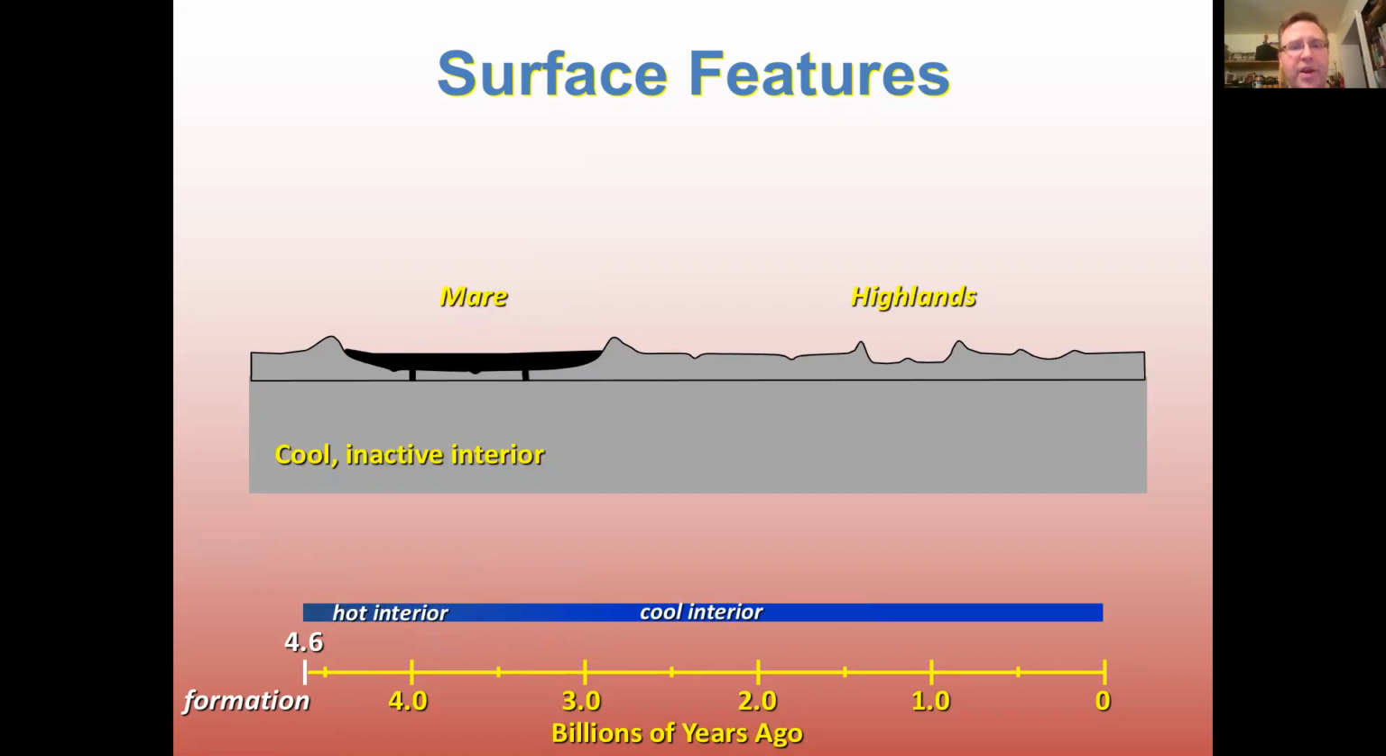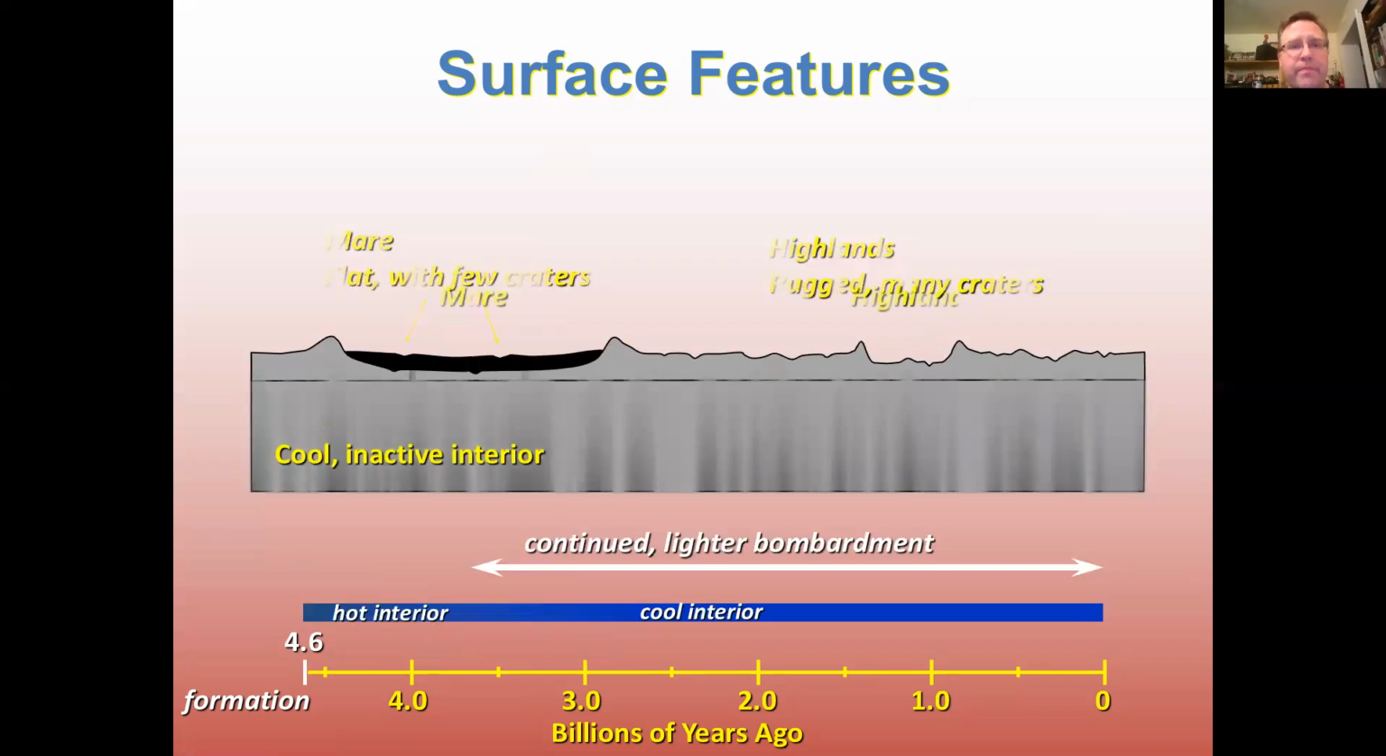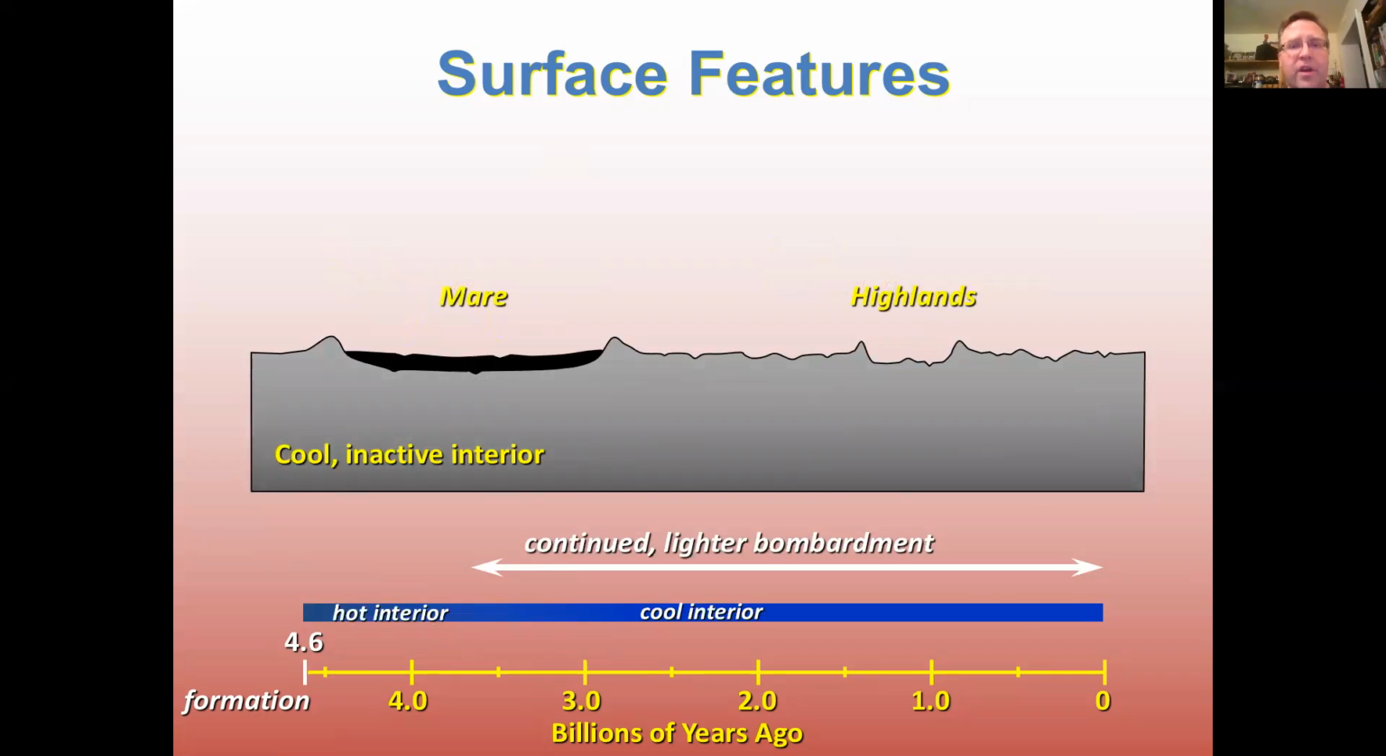So we have the hot interior for the first billion years, then a cool interior later after that. But after that was more bombardment, and so the maria had a few craters, not very many, but the highland basically is very rugged with many, many craters. And that is the current origin of the surface features.